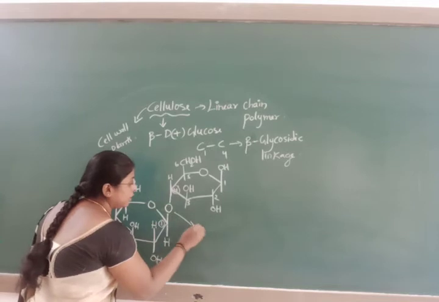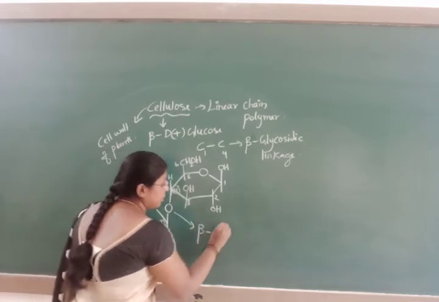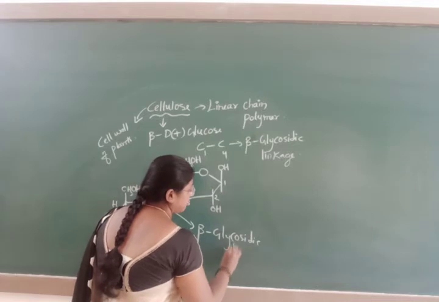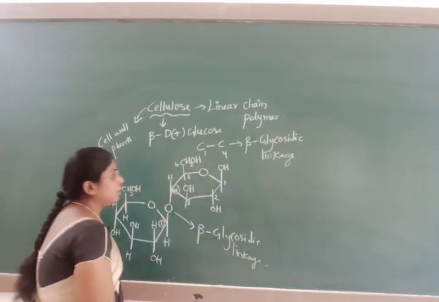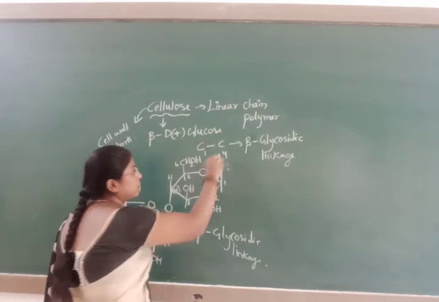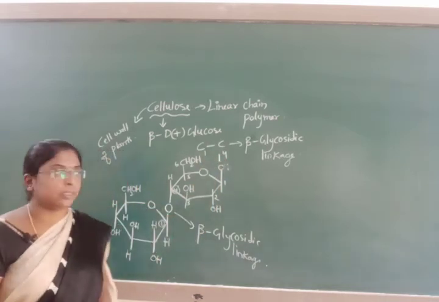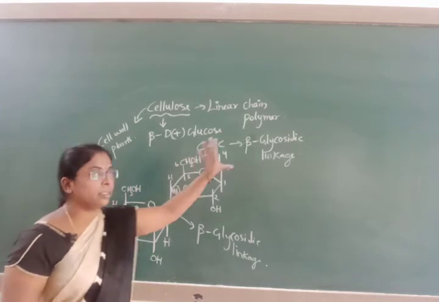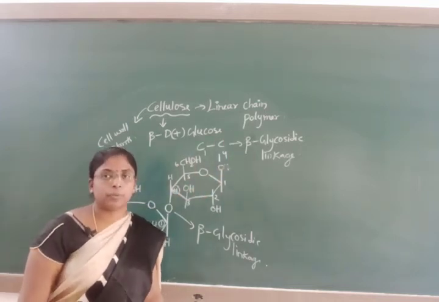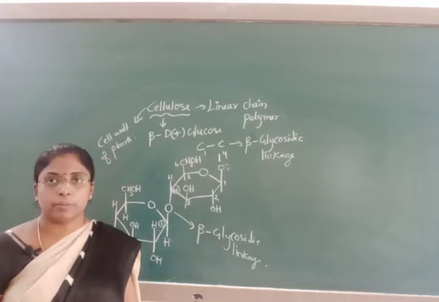What type of linkage is it? Beta glycosidic linkage. Here continuously n number of these beta glucose units are joined in a straight chain, they are joined linearly. In this way, cellulose is formed.